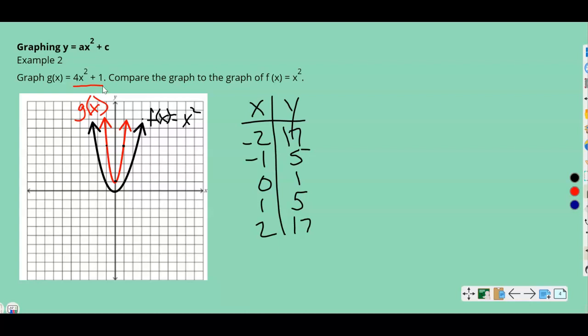So the graph of g is a vertical stretch by a factor of 4 and a vertical translation 1 unit up of the graph of f. And that should make sense since this is a 4 and this is a 1.